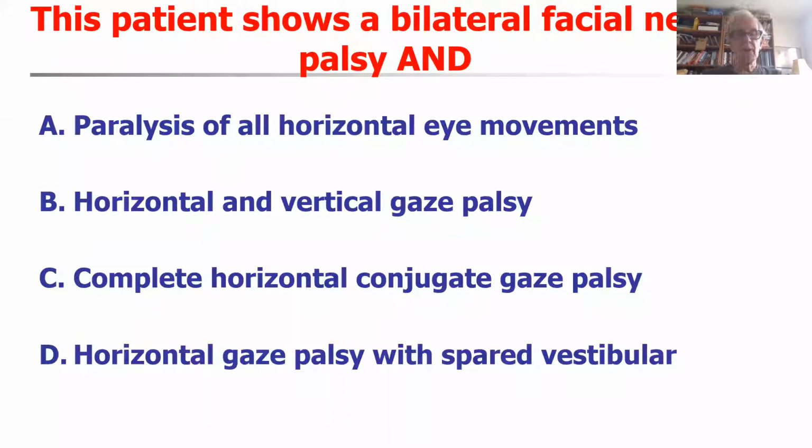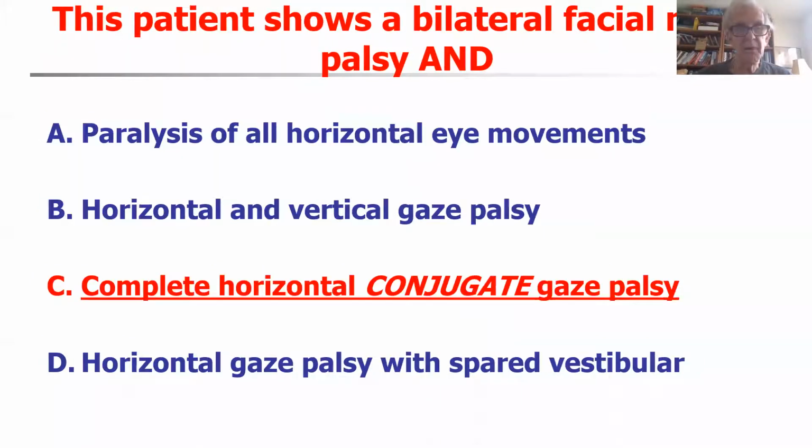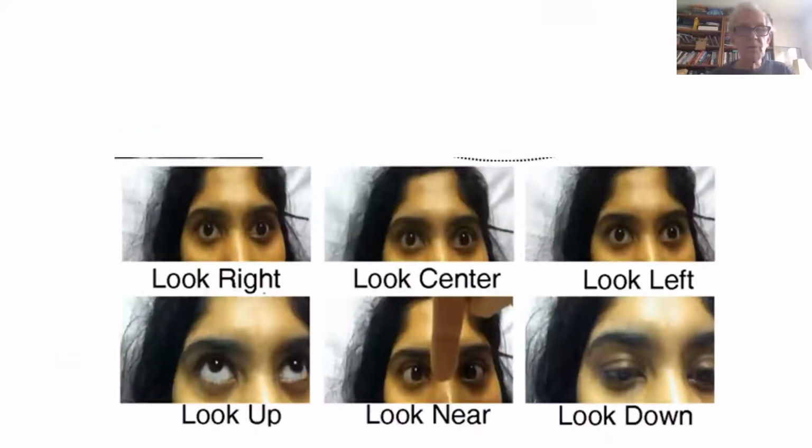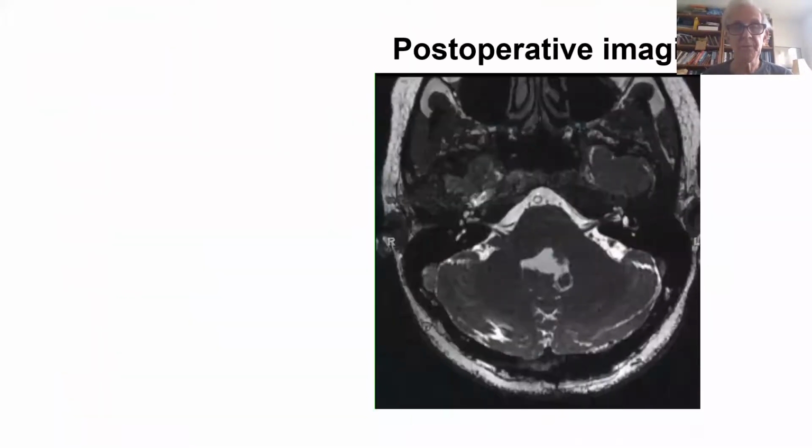Or did she have a horizontal gaze palsy with spared horizontal vestibular response? So I don't think you need to look this up. This obviously is a complete horizontal conjugate gaze palsy. Vertical was okay in terms of range. She did not have spared horizontal vestibular. This is what we saw. She couldn't look right. She couldn't look left. She could look up. She could look near. She could look down. All right, here's post-operative imaging.